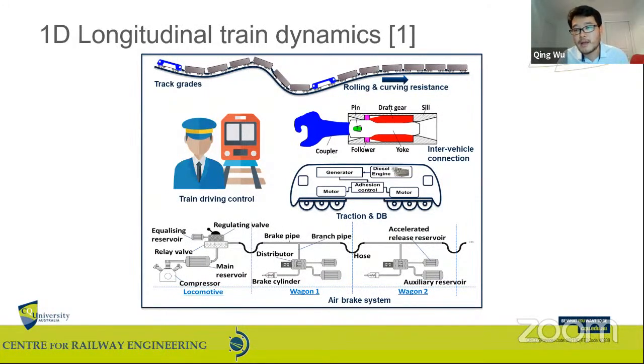In longitudinal train dynamics, the researchers simplify each individual vehicle as a single degree of freedom rigid body. So there are two important concepts. First, it has only 1 degree of freedom for each vehicle, and it only considers a rigid body, which means the simulated body doesn't deform, doesn't change shape. Of course, the single degree of freedom is in the longitudinal direction.